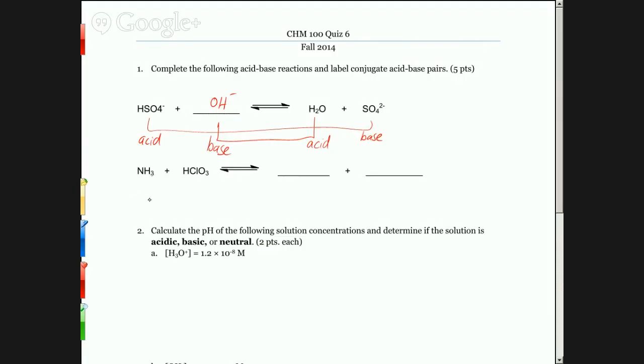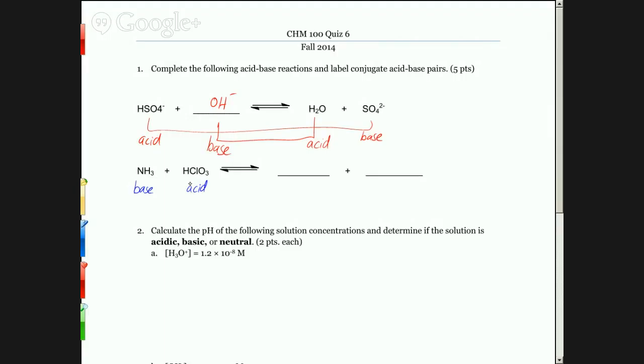NH3 we know is a base, and HClO3, that's actually chloric acid, but it doesn't matter what kind of acid it is. It's just an acid. It's got this H, which means the H is going to transfer to the ammonia. So you've got base, you've got acid. It's always a good bet to pick an acid if you see that H out in front. So H and stuff is generally the acid.